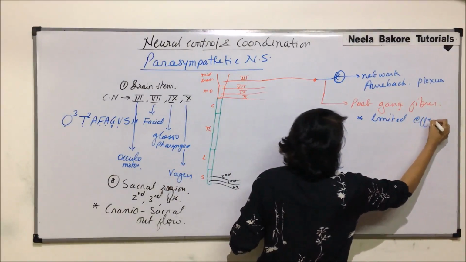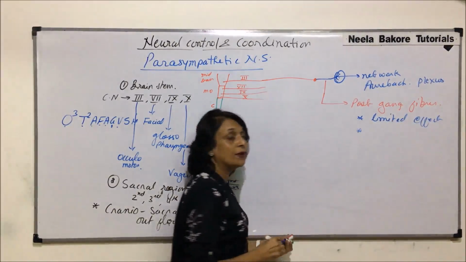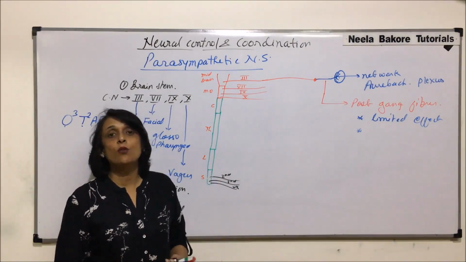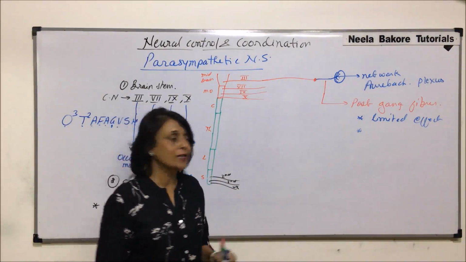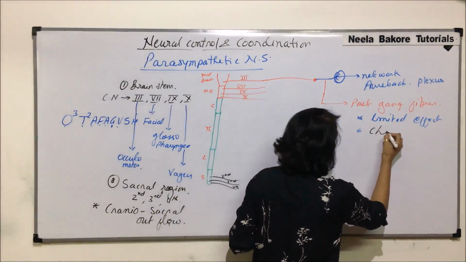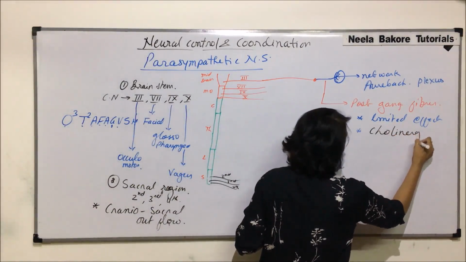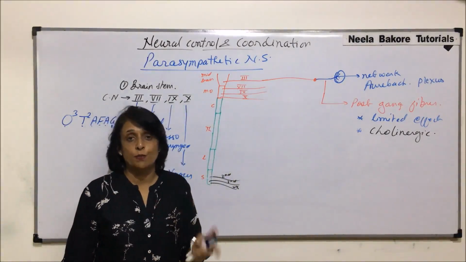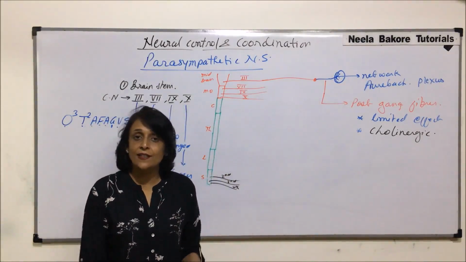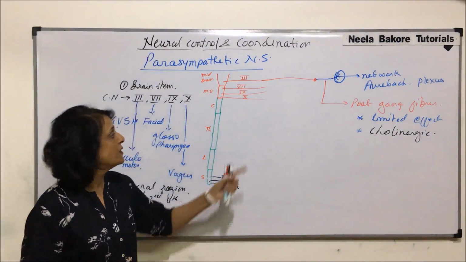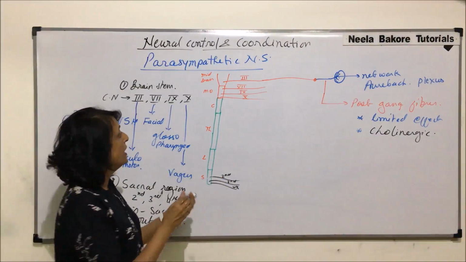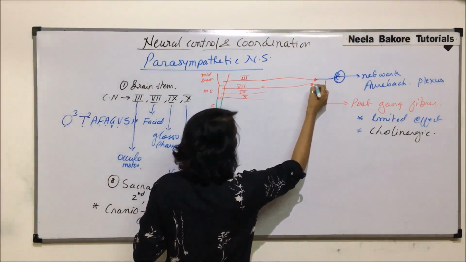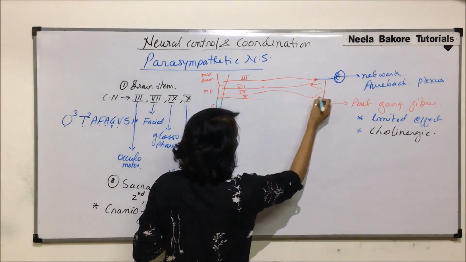And postganglionic fibers in their synapse produce acetylcholine as neurotransmitter, and that is why they are known as cholinergic, because they have acetylcholine, whereas in case of sympathetic it was adrenergic. Adrenaline was the neurotransmitter. Here it is acetylcholine. Now these fibers, they would go here and into ganglion and then again ganglion here.